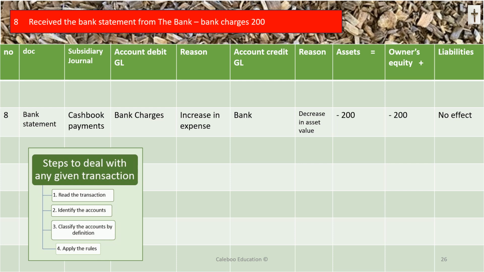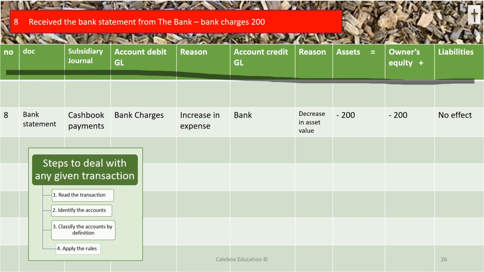We need to record the bank charges in this table. So it was number 8. The document we used to record the transaction, we received a bank statement from the bank. This is resulting in our bank balance decreasing, the bank charges, and any transaction that results in our bank balance decreasing goes through our cash book payments.